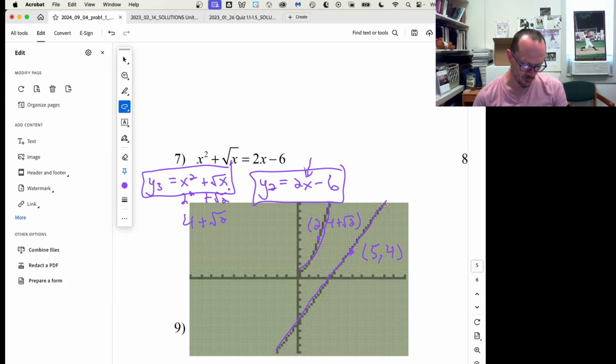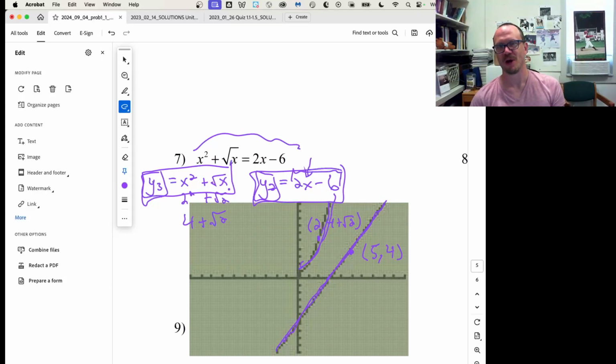So if there was one point that was on both this curve and this line, then it would be a point where the x value would make the y value equal the same thing for both y2 and y3. In other words, it would solve this equation. So what I'm trying to do is find a point that's on this curve and on this line at the same time. And there's none. So the answer to this is no solution.